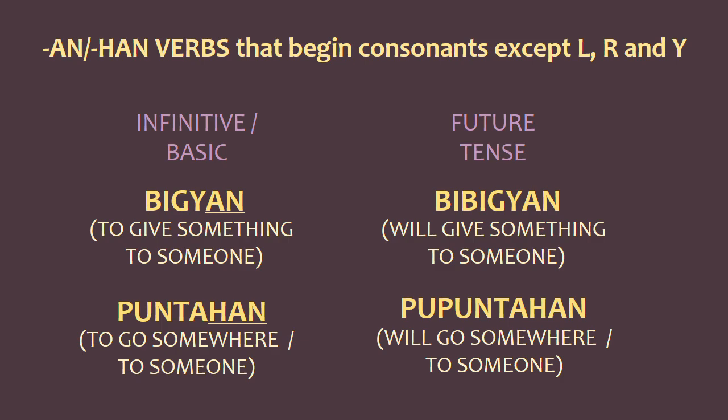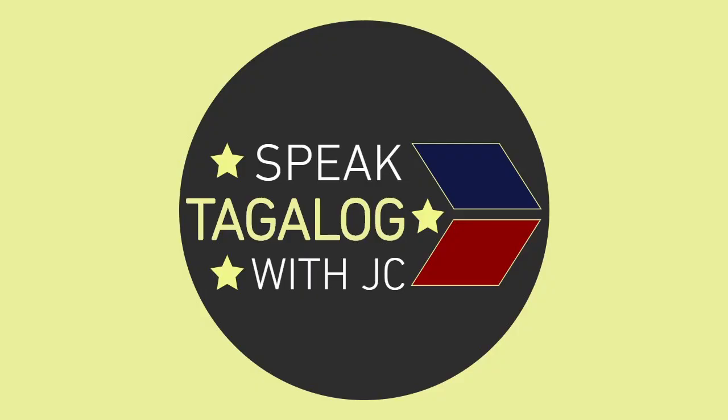Well, there you go. That is how you form the past, present, and future tenses of verbs with the suffixes an and han. For my other conjugation videos, I will be linking the playlist at the upper right corner of this video and at the description. That's it for today's video. I hope I was able to help you.